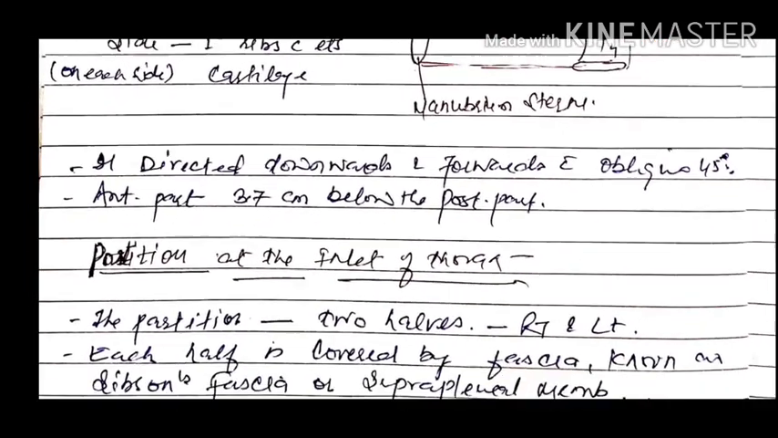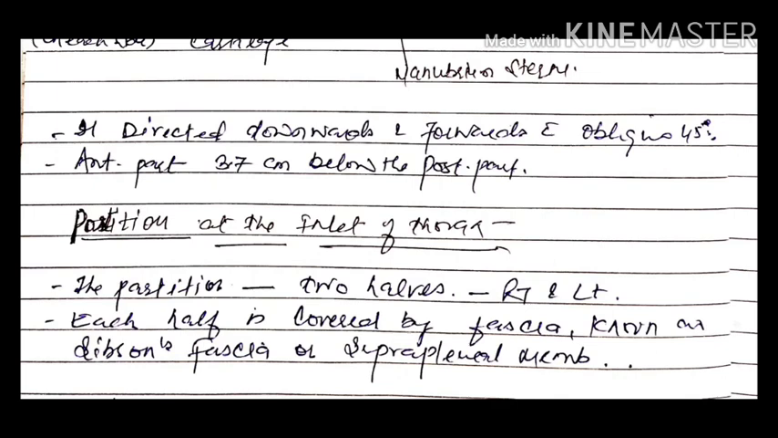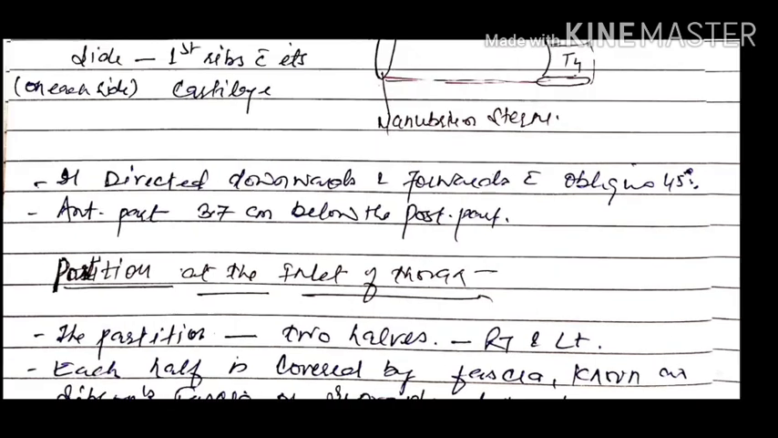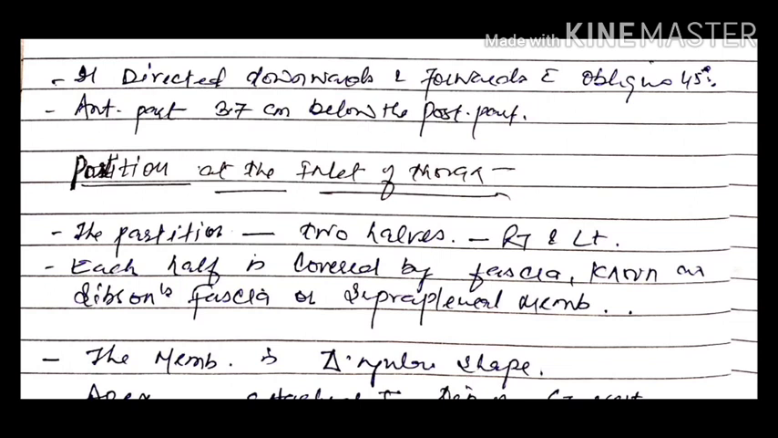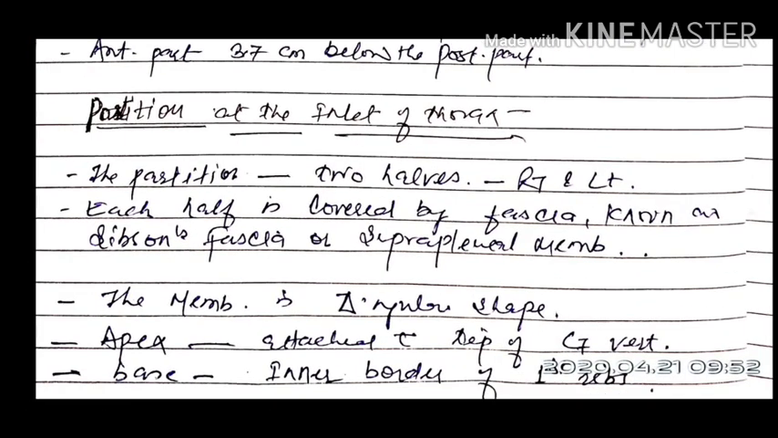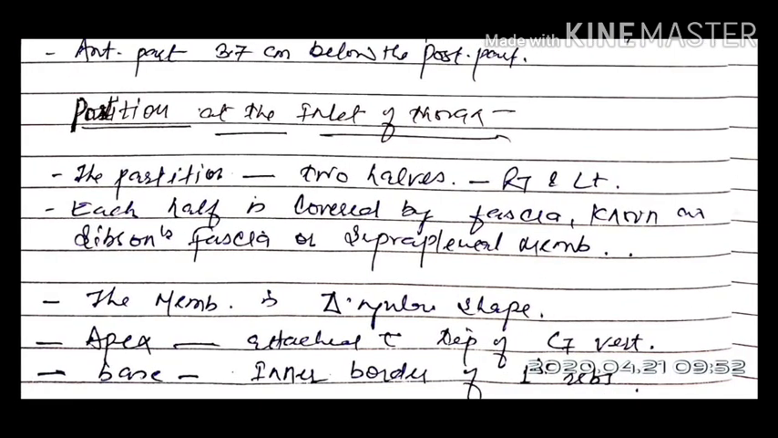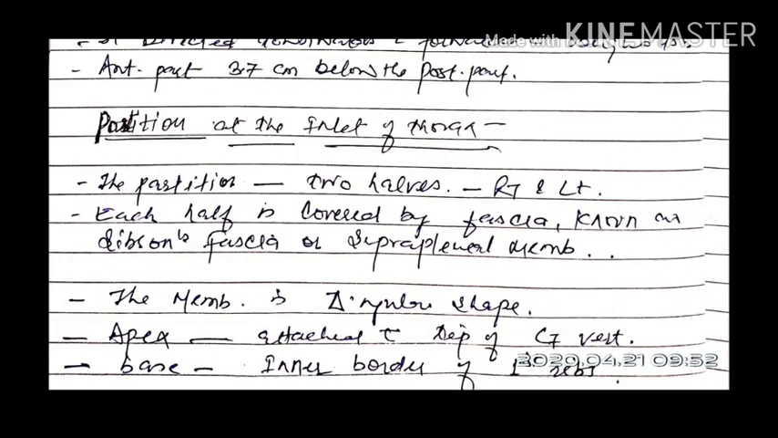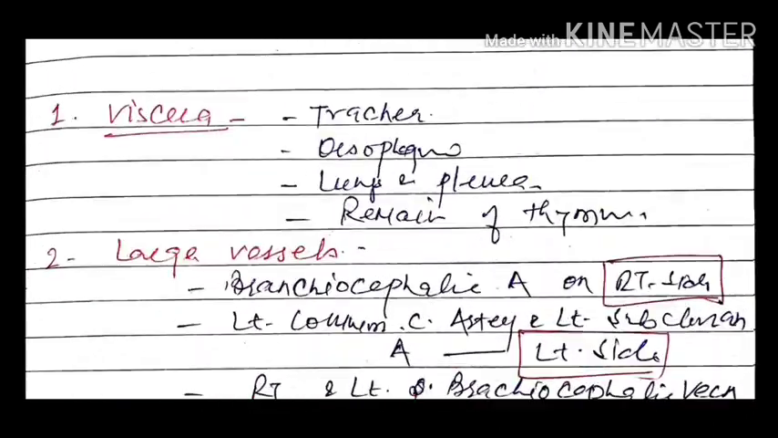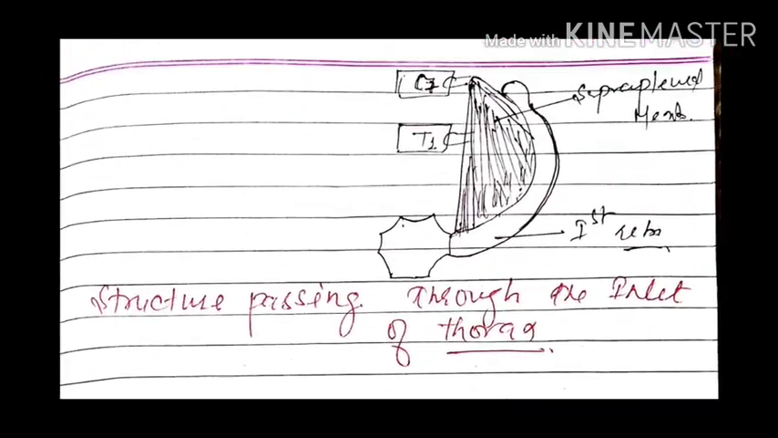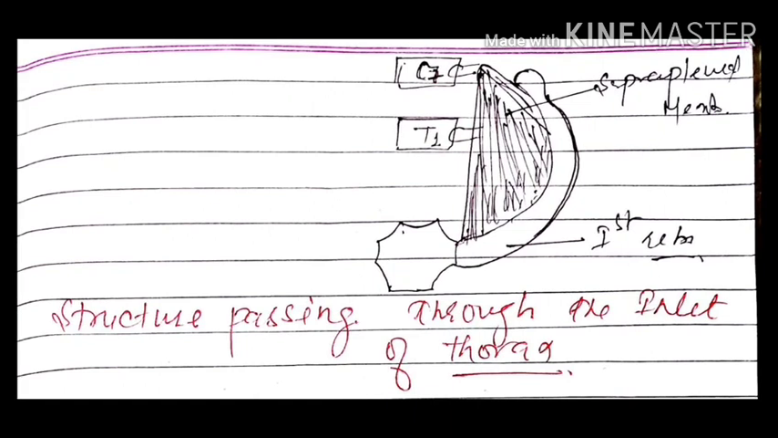The anterior part is about 3.7 centimeters below the posterior part. Now the partition at the inlet of the thorax: it has two halves, right and left. Each half is covered by a fascia known as Sibson's fascia or the suprapleural membrane. The membrane is triangular in shape and its apex is attached to the tip of the C7 vertebra. This is Sibson's membrane, also called the suprapleural membrane.